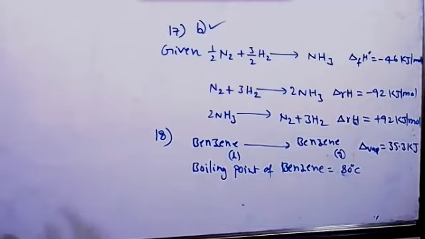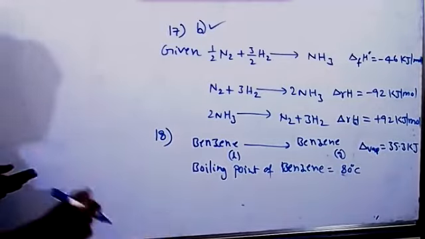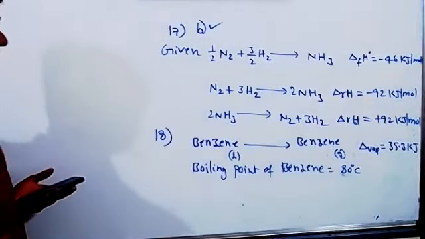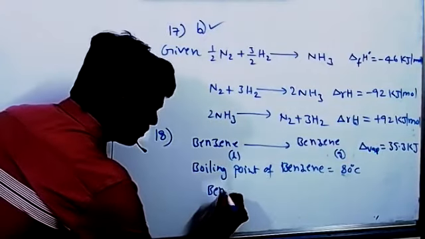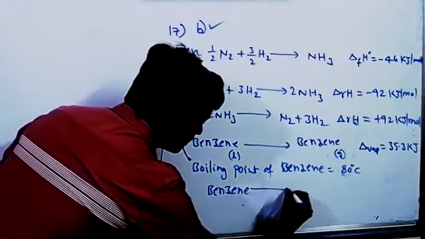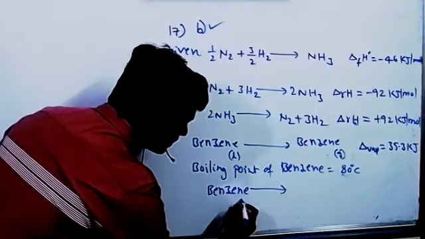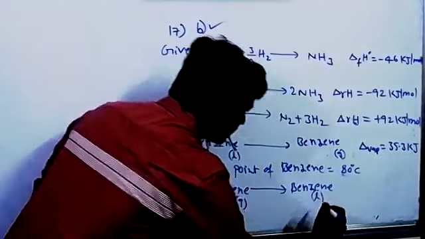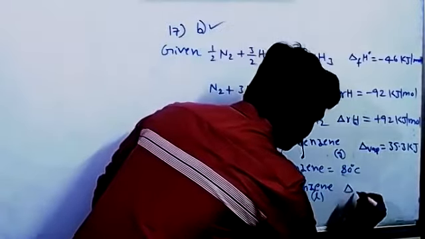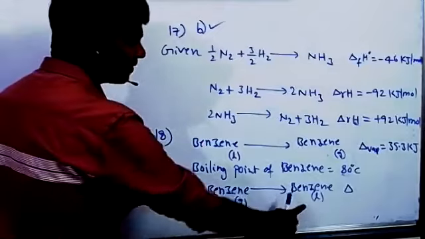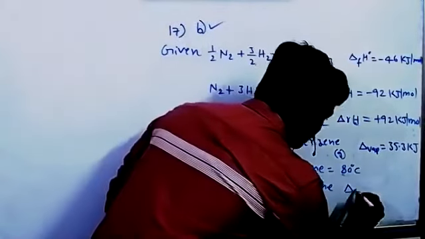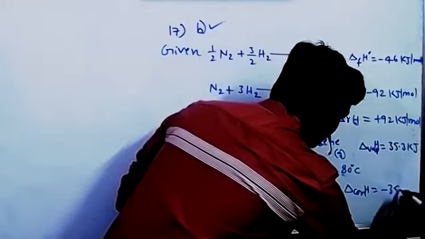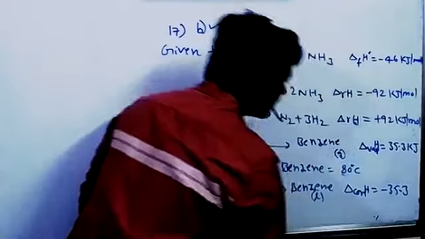Okay, we need to reverse the reaction here. Asking what is the entropy involved when gaseous benzene becomes liquid benzene. Benzene vapor or gas changing into a benzene liquid. So here enthalpy of condensation, benzene gas converting into liquid means condensation, that is equal to minus 35.3 kilojoule per mole. Okay.